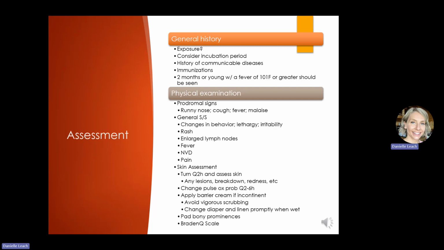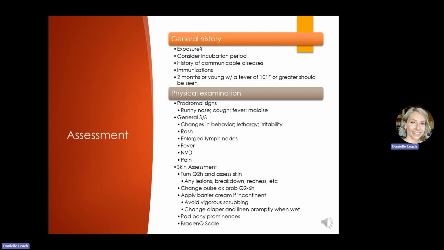If the patient is incontinent, either if they are a baby and not potty trained yet, or if they're so ill that they are now incontinent, we want to be applying some sort of barrier cream, which for children is usually just normal diaper cream, like zinc or Aquaphor or Desitin. We want to avoid vigorous scrubbing on their bottom so that we're not causing any skin breakdown. And we want to change their diaper and linen promptly if it gets wet. Again, so we don't have any skin breakdown in the diaper area from either stool or urine.